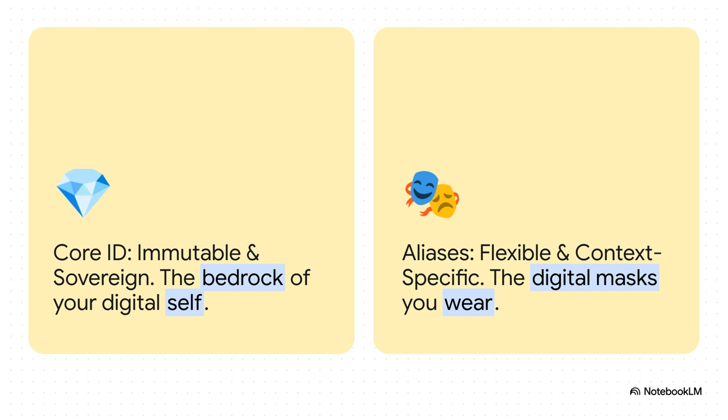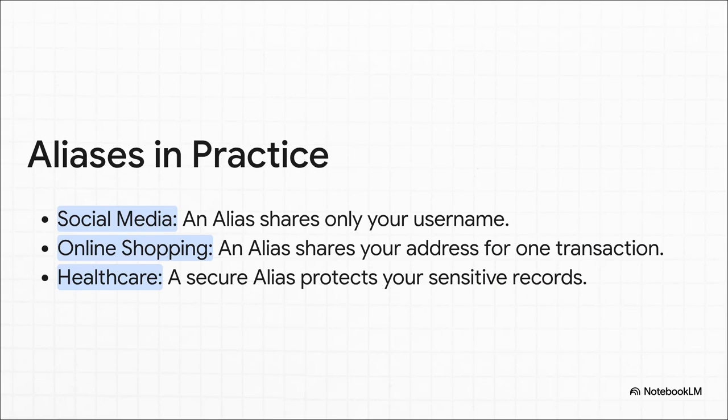But then you have aliases. These are your flexible, even disposable masks that you create for everything else. This way, you only give third-party apps the exact slice of information they need and nothing more. Let's break this down with some real-world examples. For social media, you might create an alias that only shares your username. That's it. For online shopping, maybe you spin up a shopping alias that shares your address for just one single transaction. The beauty of this is that every part of your digital life is neatly compartmentalized.